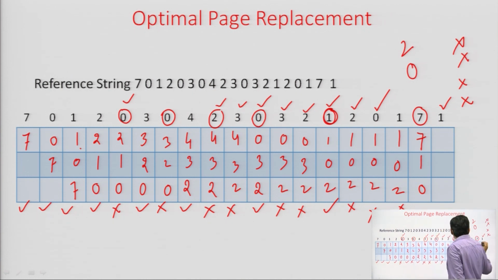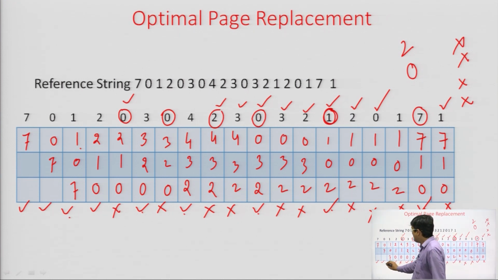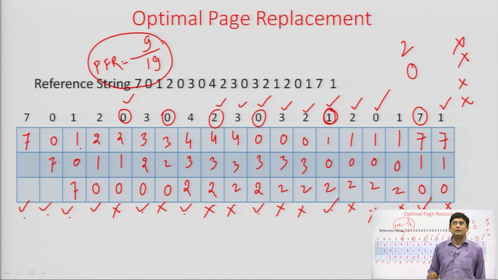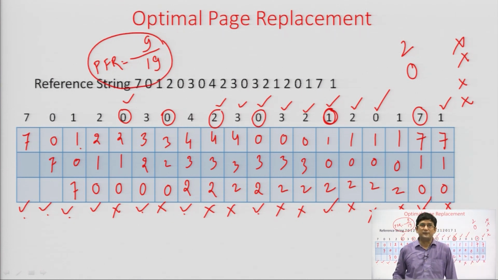Okay. Now, 1 is coming, 1 is already there. So there will be no page fault. So the number of page faults are 1, 2, 3, 4, 5, 6, 7, 8 and 9 out of 19 references. So the page fault rate in this case is 9 by 19. Okay. So 9 by 19 is the page fault rate.